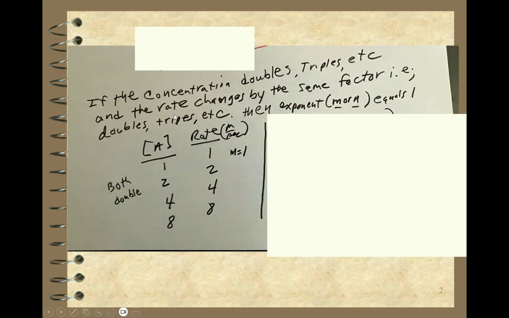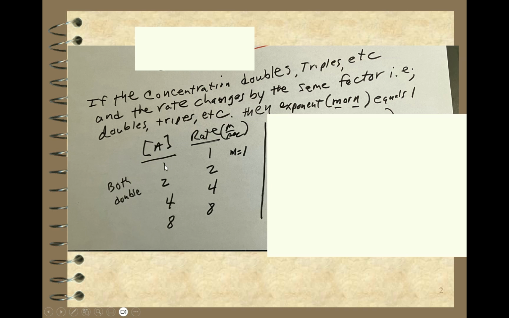Okay? Now, if the concentration doubles or triples, etc., that is multiplied by 2 or multiplied by 3, whatever the factor might be, and the rate changes by the same factor, i.e. it doubles or triples, multiplied by the same factor, then the exponent m or n equals 1. So let's just look at A, and the same thing would apply for B.